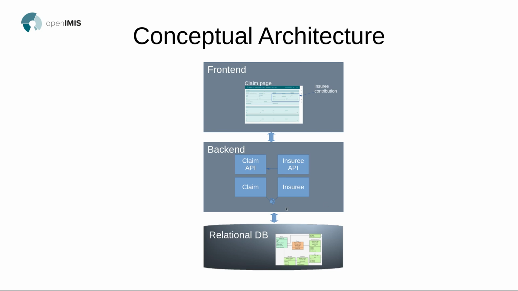So to sum it up, openIMIS is a three-layer software with the data layer into a relational database. The backend layer is based on events between modules and contributions for the API, and the front-end pages are assemblies of contributions in the same way as the backend. Let's have a quick look at each layer individually.